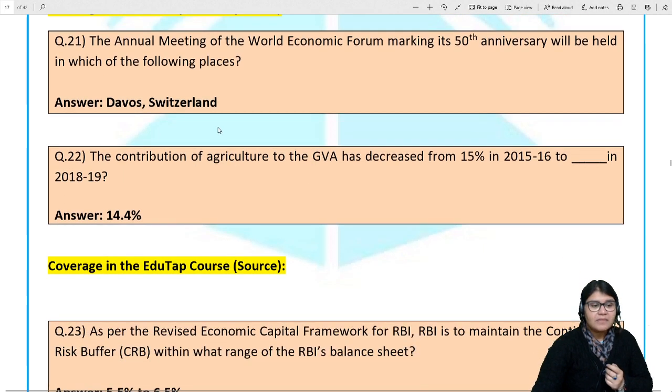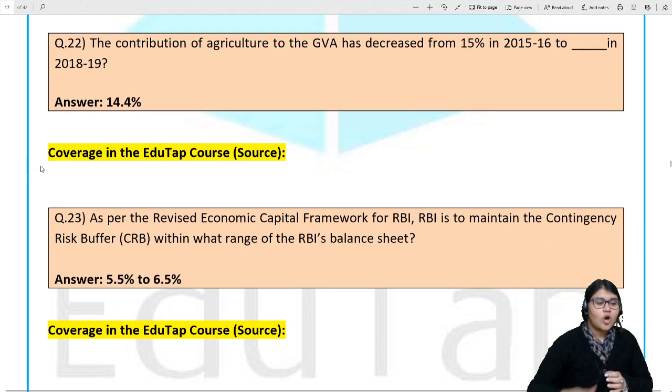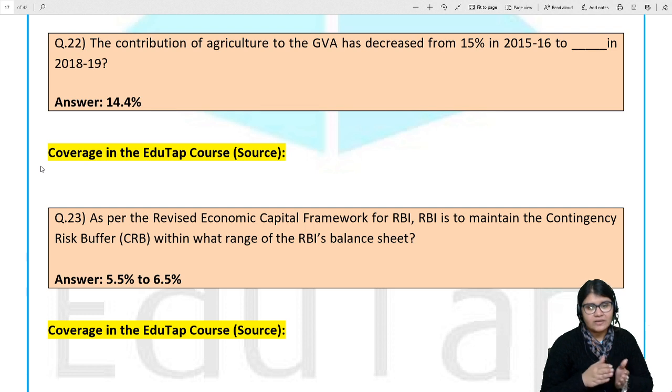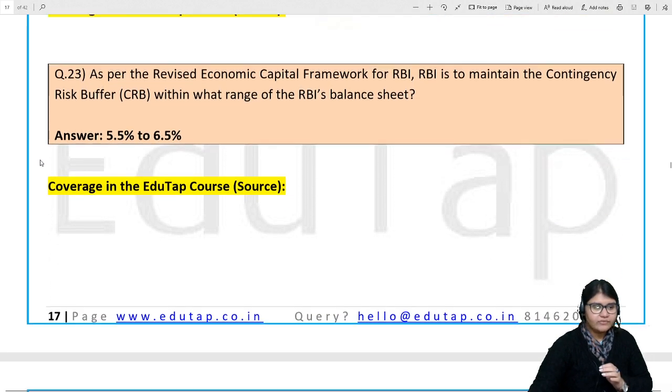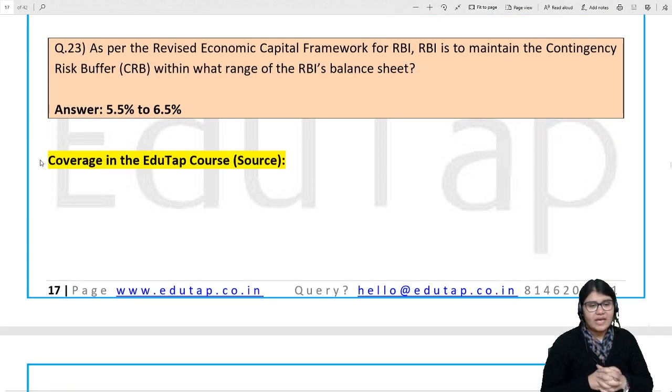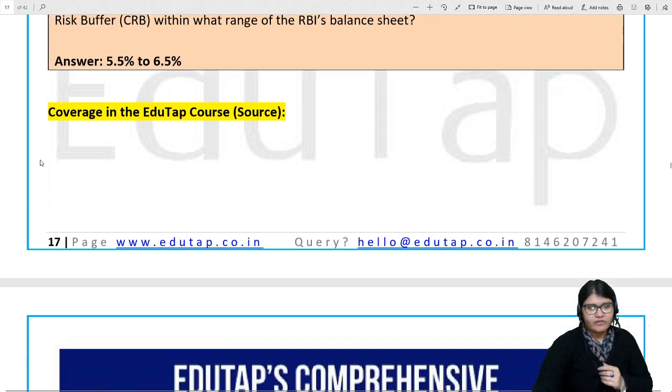Next, the annual meeting of the World Economic Forum marking its 50th anniversary will be held in which of the following places? The answer is Davos, Switzerland. 22nd question, the contribution of agriculture to the GVA has decreased from 15% in 2015-16 to how much in 2018-19? The answer is 14.4%. 23rd, as per the revised economic capital framework for RBI, RBI is to maintain the contingency risk buffer within what range of the RBI's balance sheet? The answer is 5.5 to 6.5%.